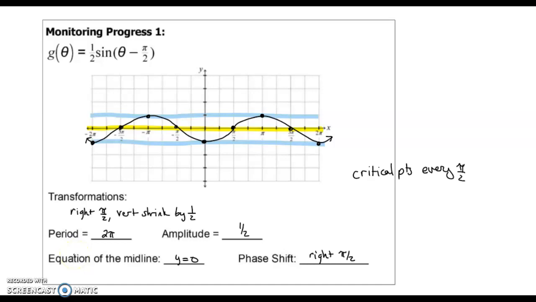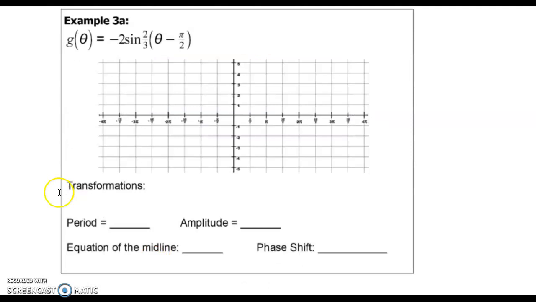All right, and here's the solution to monitoring progress, number 1. Okay, so here on example 3a, we have a reflection that's going to be a little bit different, but that is okay, so let's just see what it does. So first, let's start with our transformations. So I have a transformation moving to the right, pi over 2. So that's a phase shift. Right and left movements are phase shifts.